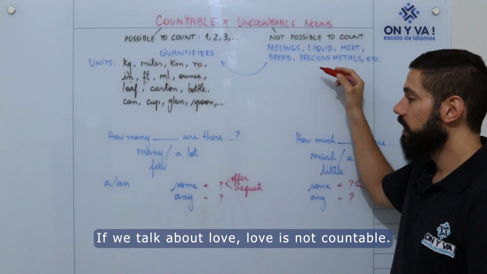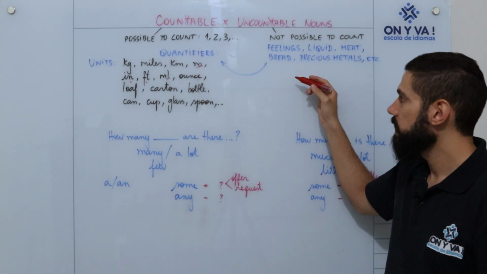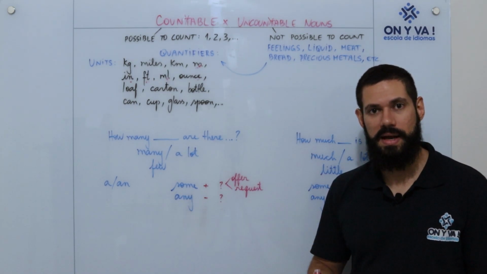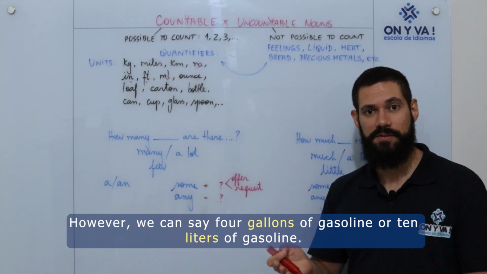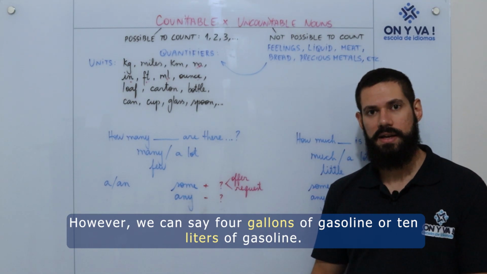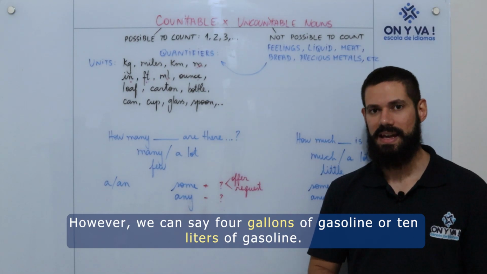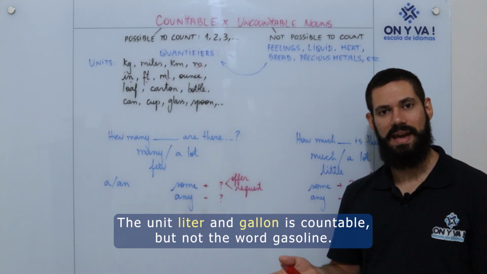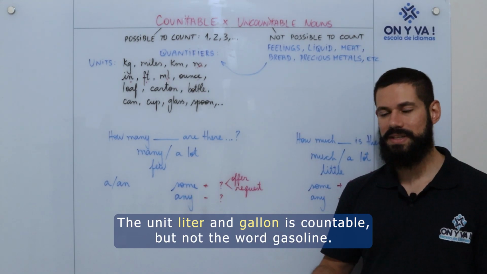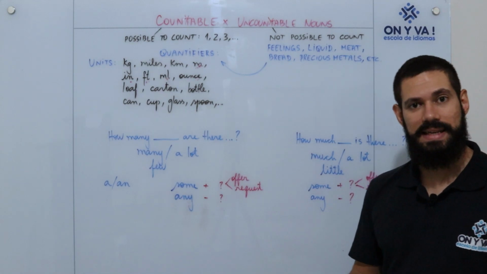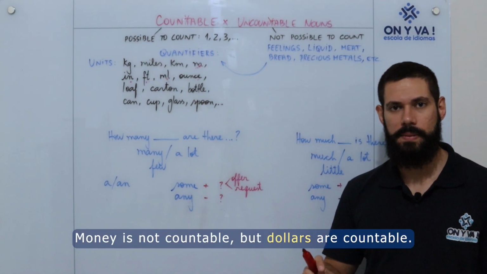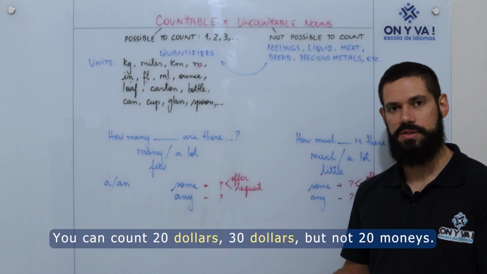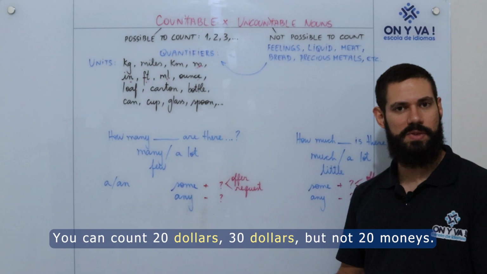So if we talk about love, love is not countable. If we talk about gasoline, the word gasoline is not countable. However, we can say 4 gallons of gasoline or 10 liters of gasoline. Liters and gallons, the units, are countable, but not the word gasoline. If you talk about money, money is not countable, but dollars are countable. So you can count $20 and $30, but not 20 monies. It's not possible.